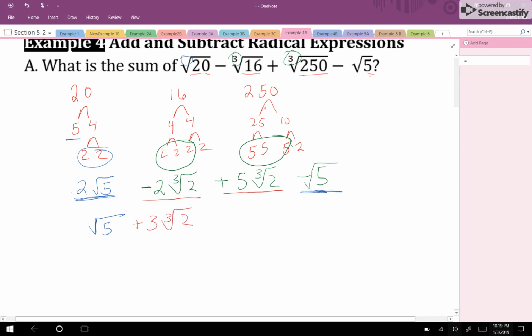I said cube root of 3. I meant cube root of 2. I'm sorry. You guys know I do that in class, so it shouldn't be any different when you're watching an Edpuzzle.